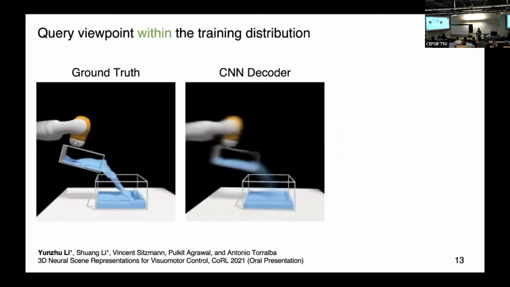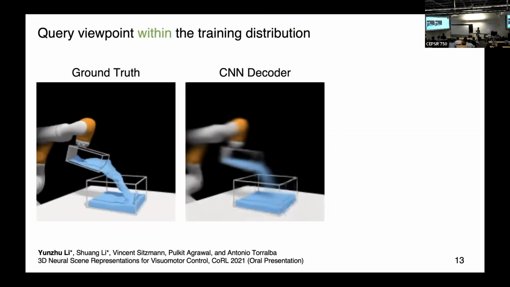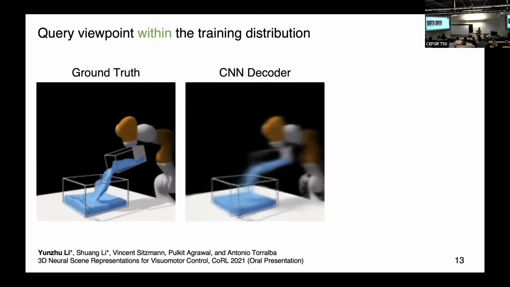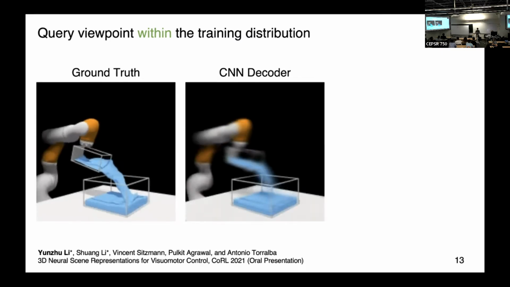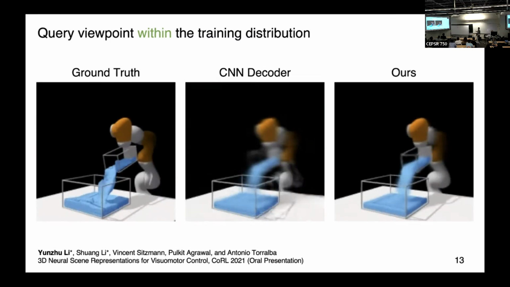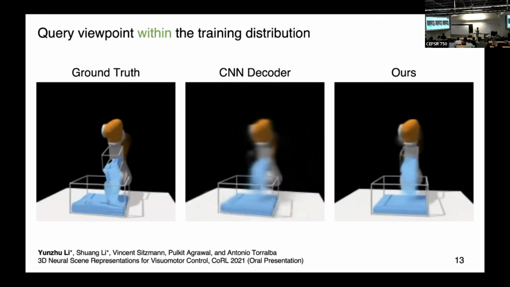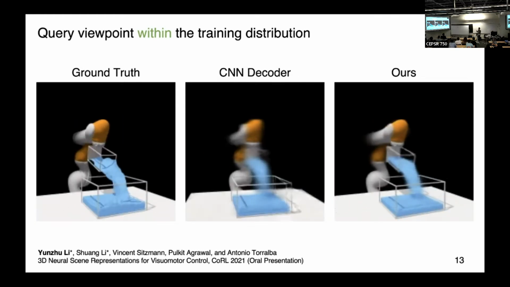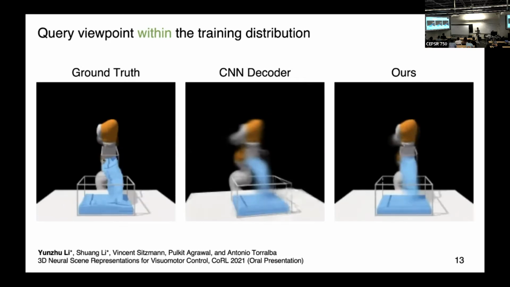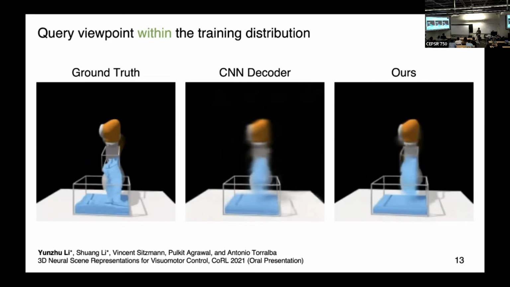And here is how the results look. Again, on the left is ground truth, in the middle is our baseline that uses a convolutional neural network as a decoder, and here are our results. You can see that when the camera viewpoint is within the training distribution, the rendering from our method is sharper and more consistent in the face of camera variations.